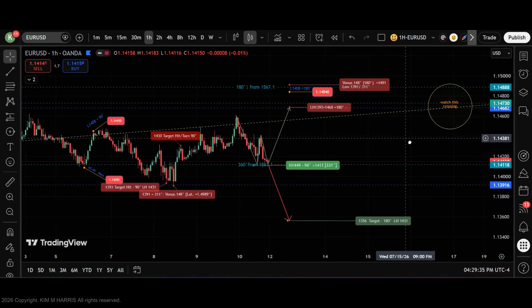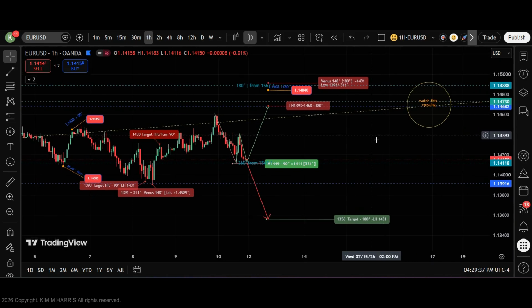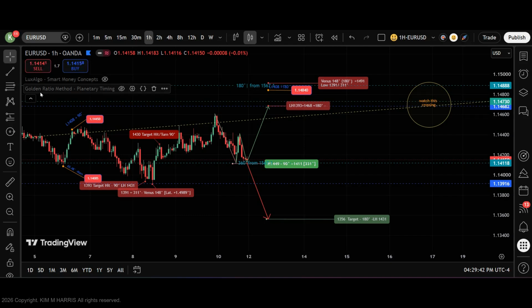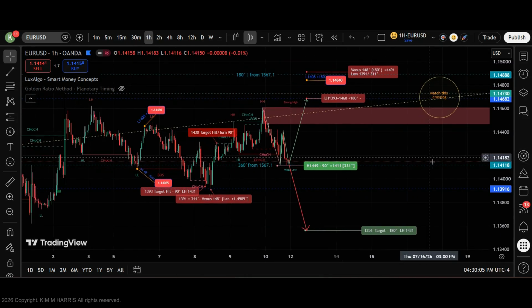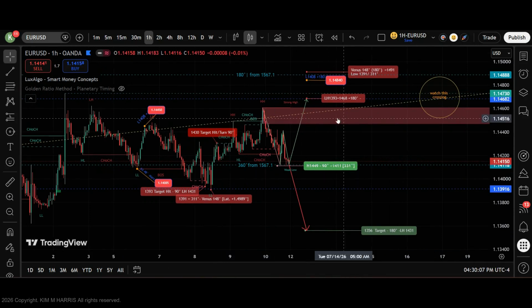Now, I use a couple of indicators through TradingView. One is one that I developed myself called the Golden Ratio Method Planetary Timing. That one I'm not going to use right now because I'm not using that for this example. When I do, I will show you. Right now, I just want to use LuxAlgo's Smart Money Concepts one to show you where the demand is and the supply is. So here we have a demand area, a supply area here.